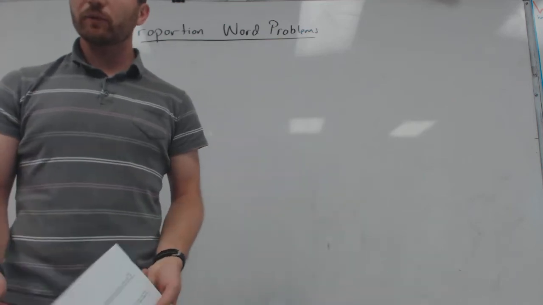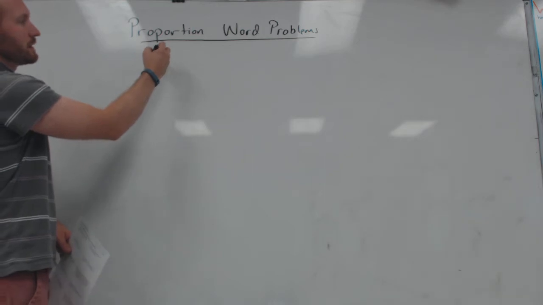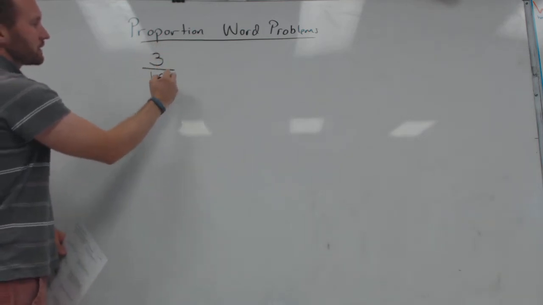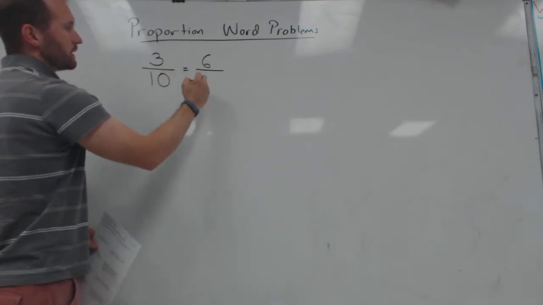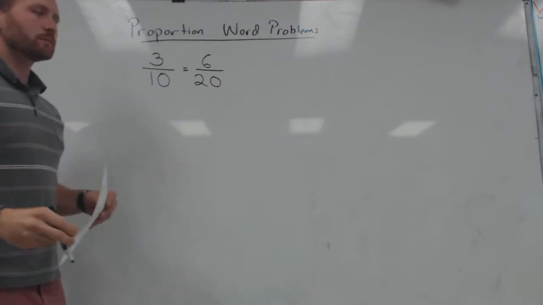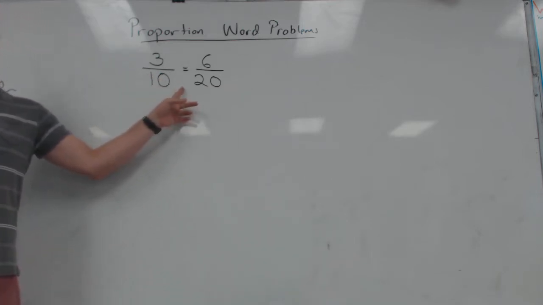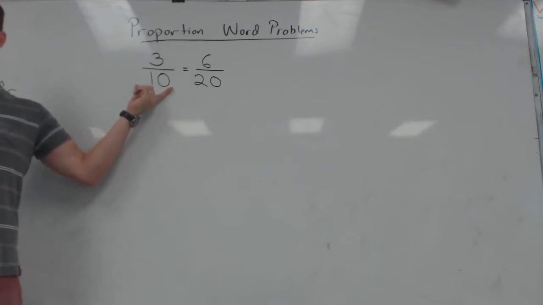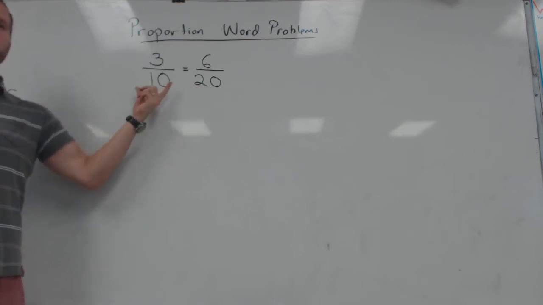Okay, so today we're talking about proportion word problems. The first thing I want to go over is what a proportion is. So if we have something like this, 3/10 equals 6/20. We call this a proportion because we have an equal sign and we have two ratios or two fractions that are equal to each other.